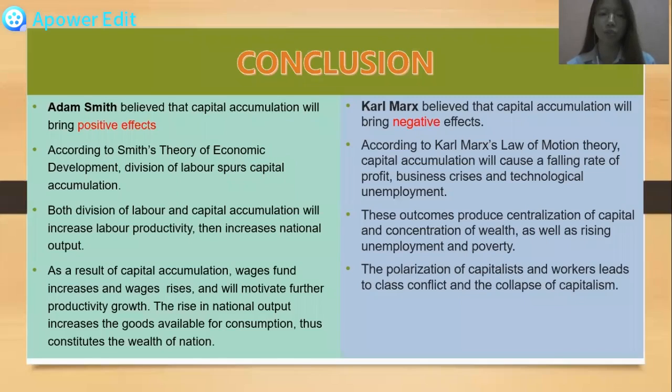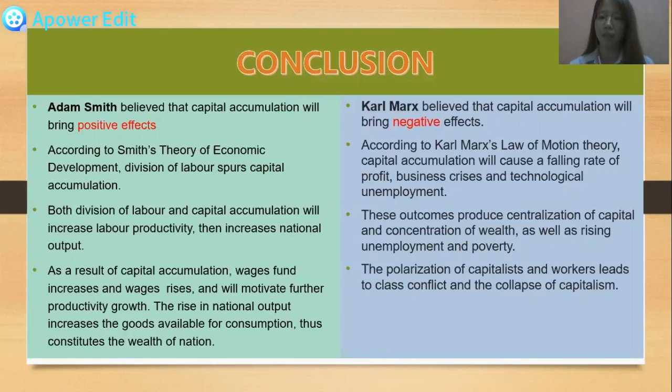Next, in conclusion, we can say that Adam Smith believes that capital accumulation will bring positive effects. According to Smith's theory of economic development, division of labor spurs capital accumulation. Both division of labor and capital accumulation will increase labor productivity and then increase the national output. As a result of capital accumulation, the wages fund increases and wages rise, and this will motivate further productivity growth. The rise in national output increases the goods available for consumption, thus constituting the wealth of nations.